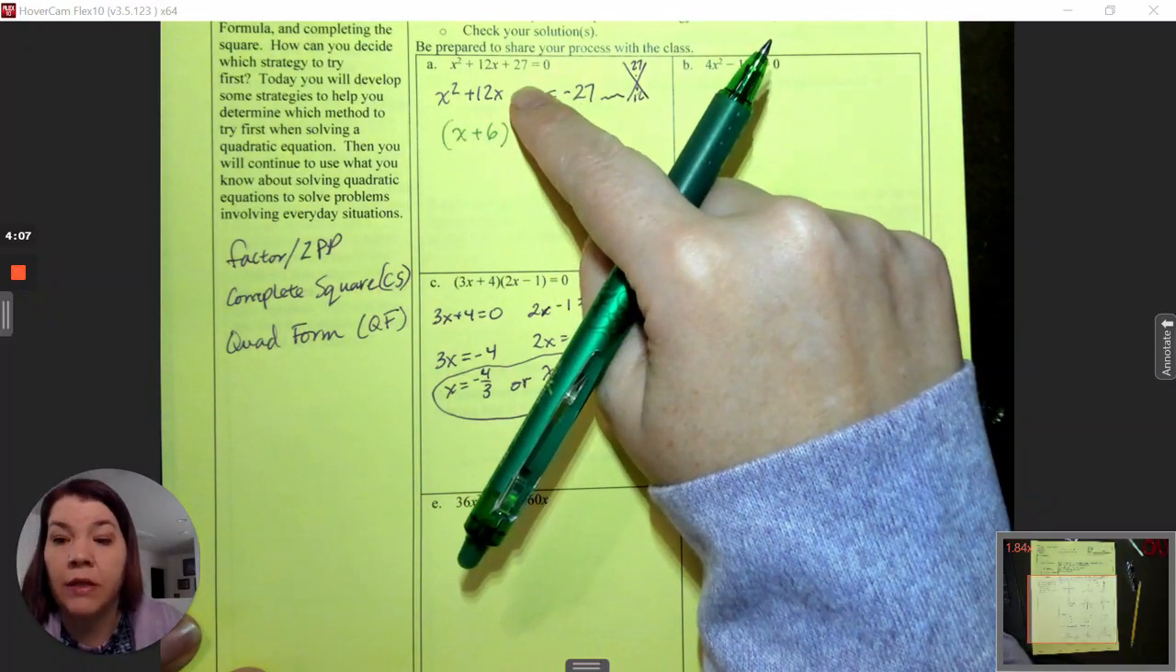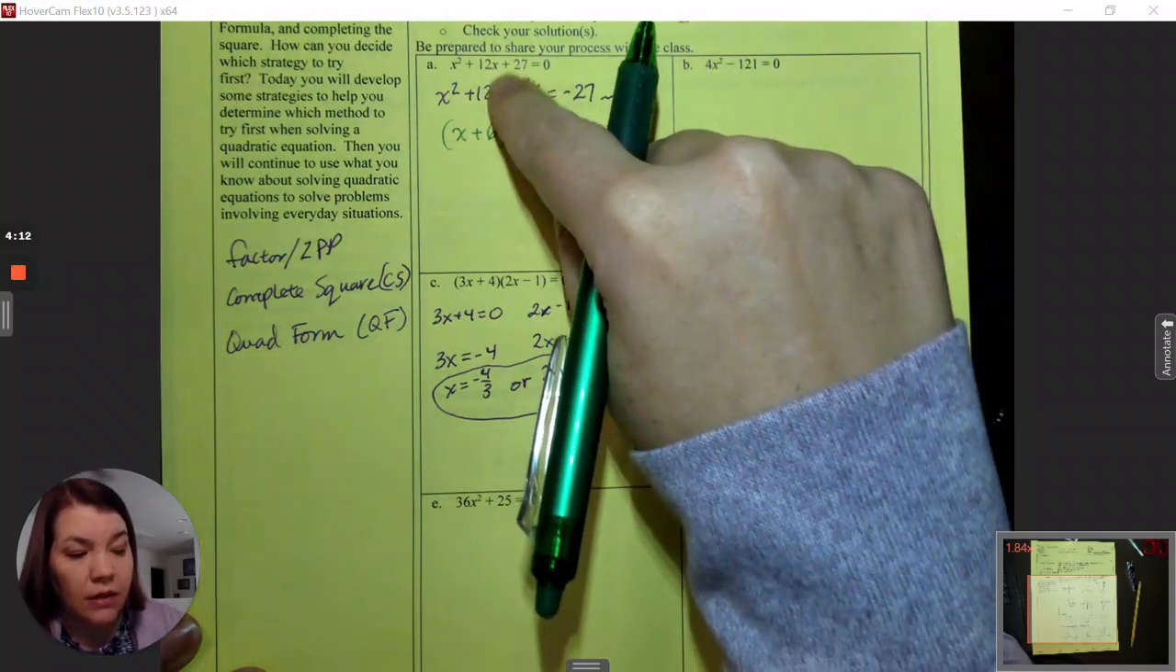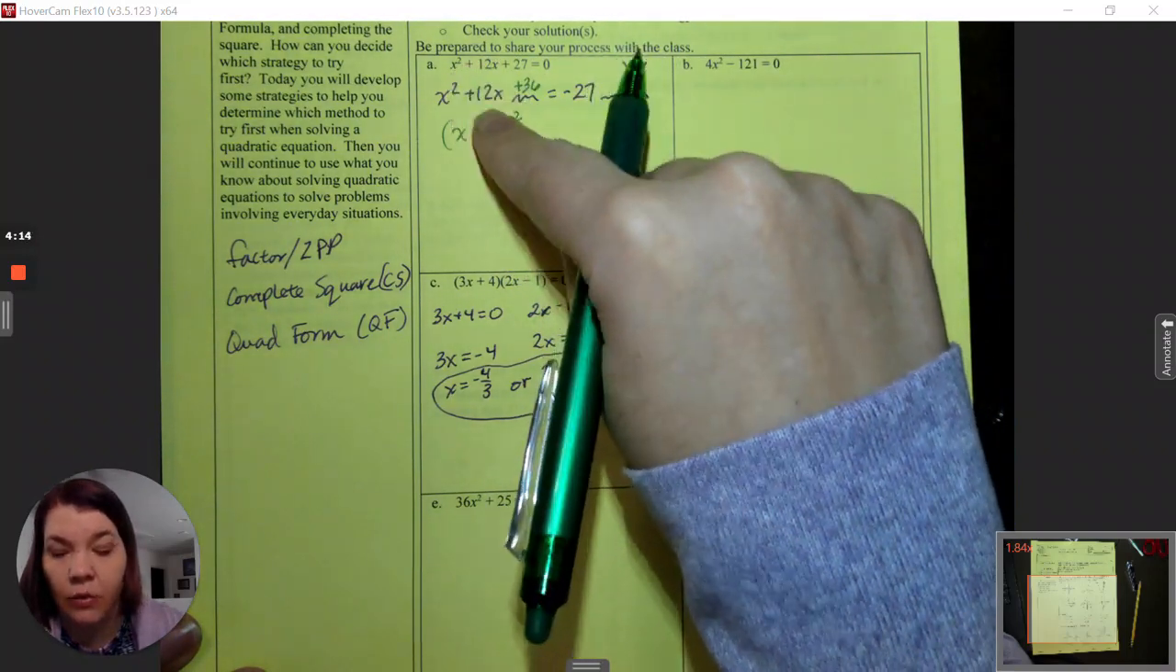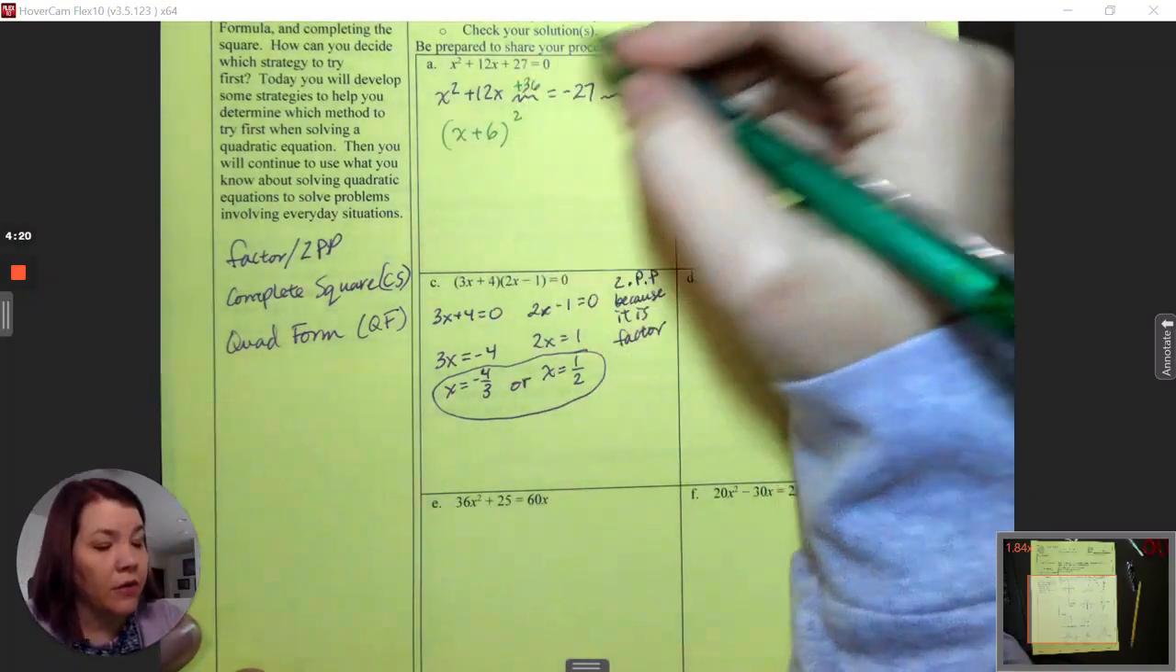And how did I get 36? Because 36 is 6 squared. So that this can be squared on the left, squared on the right, and double in the middle. So if I add 36 over here, I have to add it over here as well.